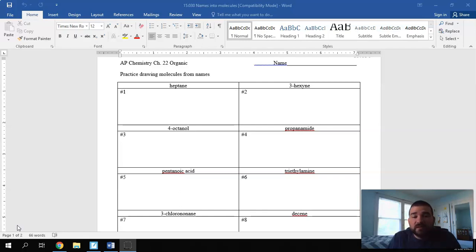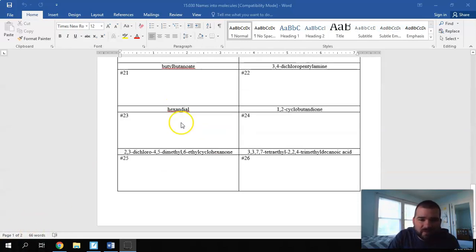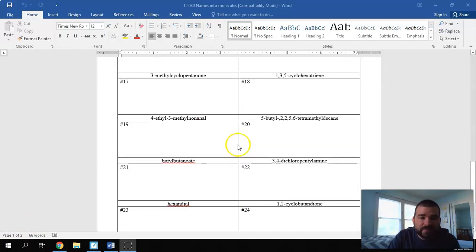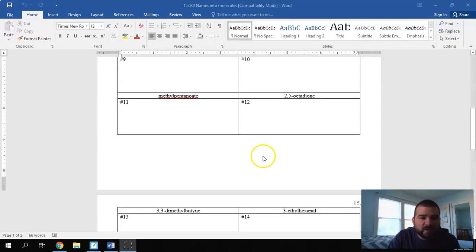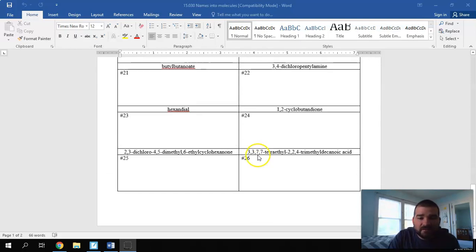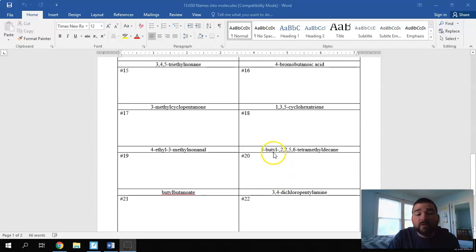We're going to give you the name and actually draw these molecules, which is obviously just the same thing but in reverse. But it's a little tricky. It's got its own pitfalls, and obviously we need some practice doing it. So I have 26 examples on this page. I'm going to go through the first 12 today, and I'll go through the next 14 tomorrow.